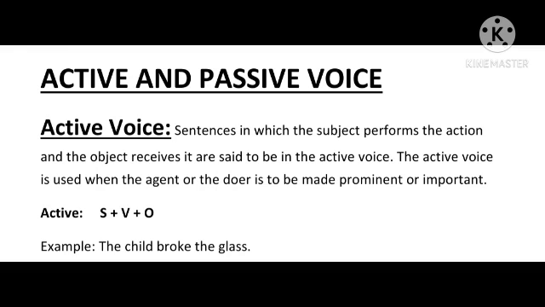The structure of active voice is S plus V plus O. That is, first of all subject, then verb, and then comes the turn of object. For example, the child broke the glass. In this sentence, the child is the subject, broke is the verb, and the glass is the object.